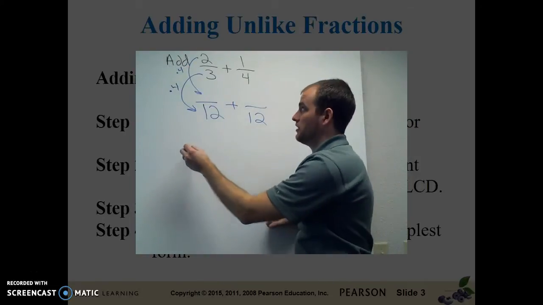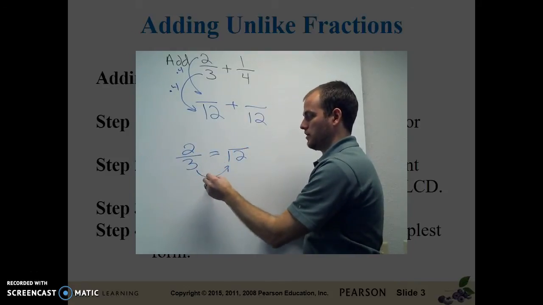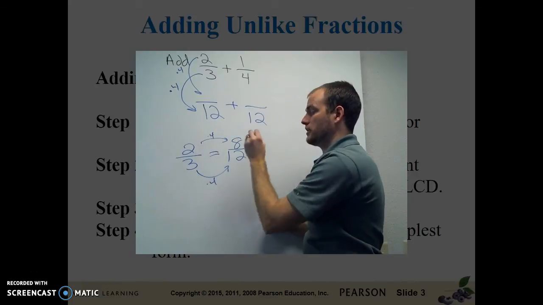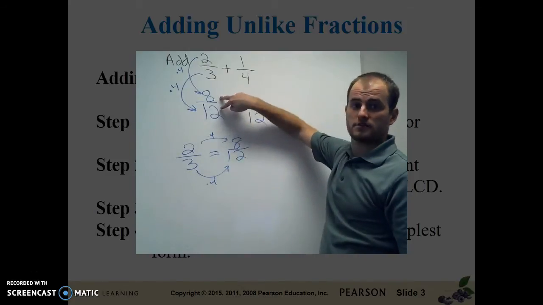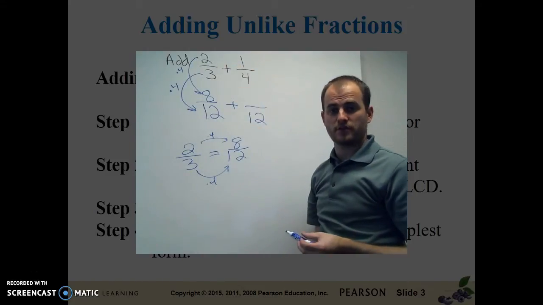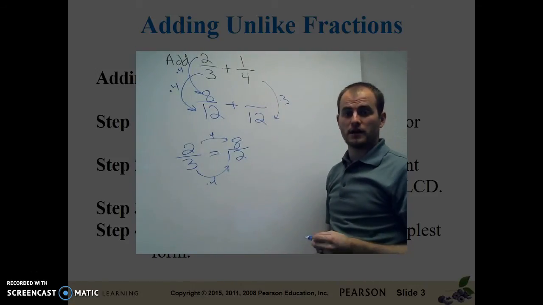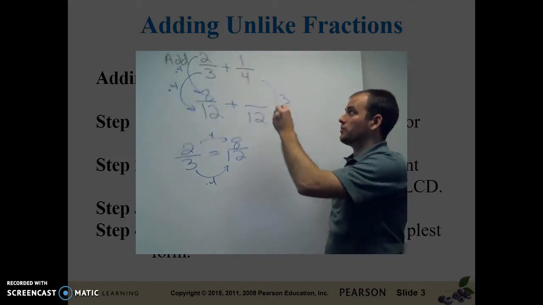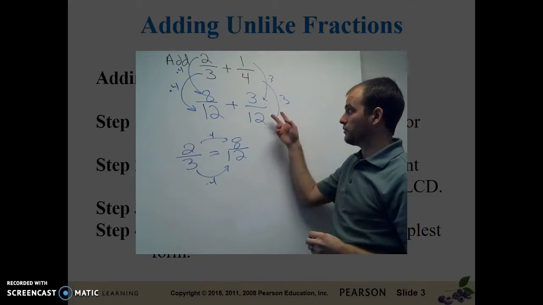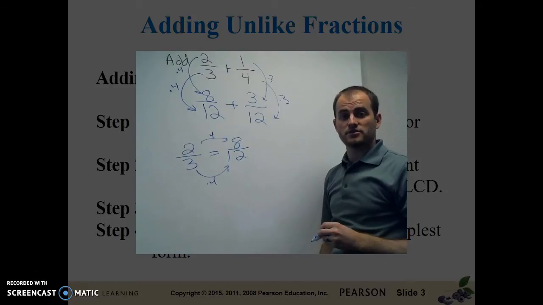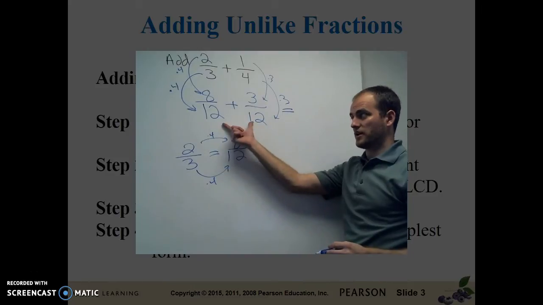And if you remember last section, we wrote this like this. Multiply by 4, so multiply by 4. So you get 8 over 12. So the 8 would go here. 8/12 is the same thing as 2/3, it's just not simplified. Same process here. To go from 4 to 12, we need to multiply the denominator by 3. So multiply the numerator by 3 also, and we get 3/12. 3/12 is the same thing as 1/4. It's just not simplified. Now we can add them together because we have like fractions.